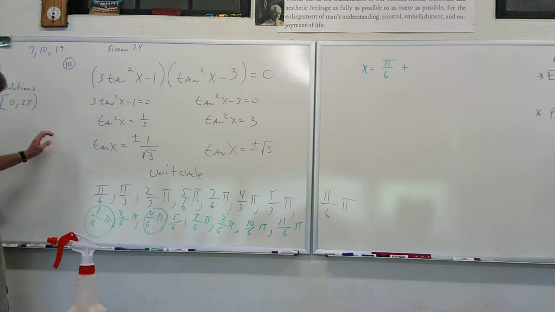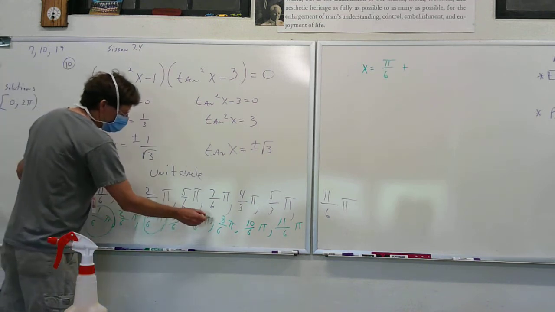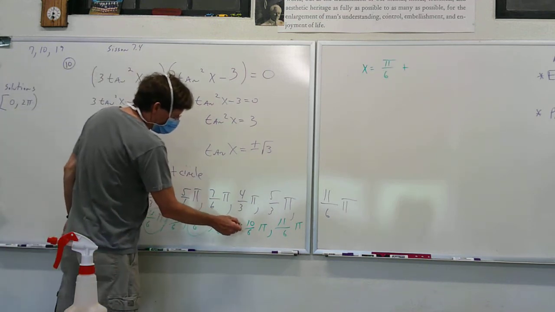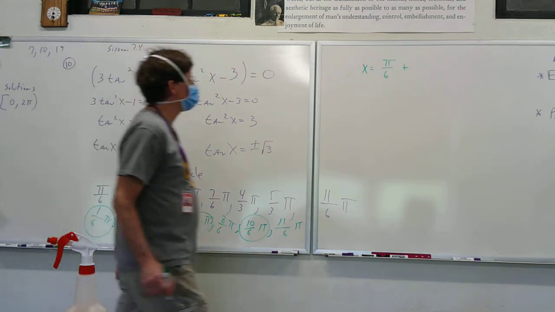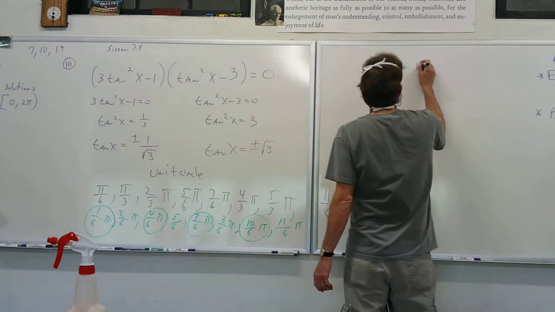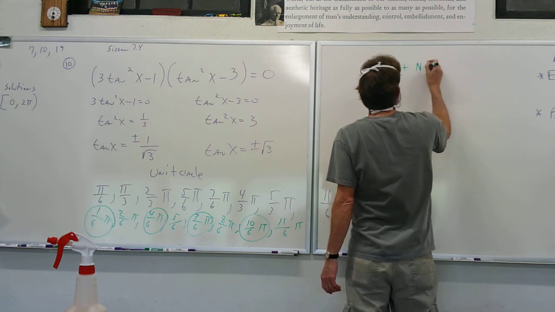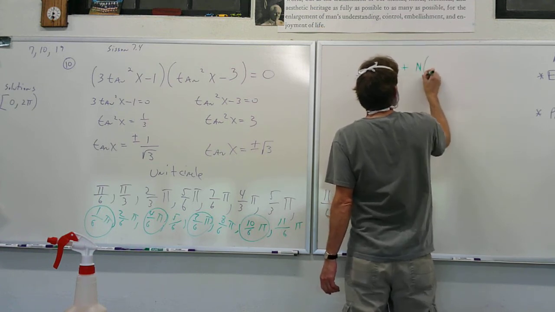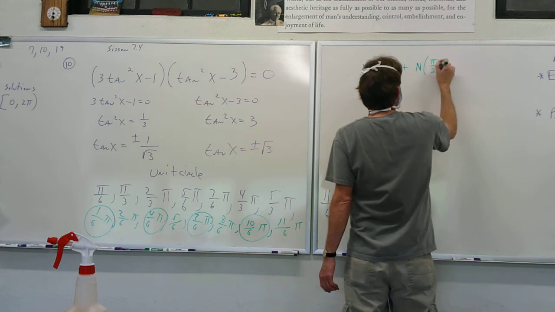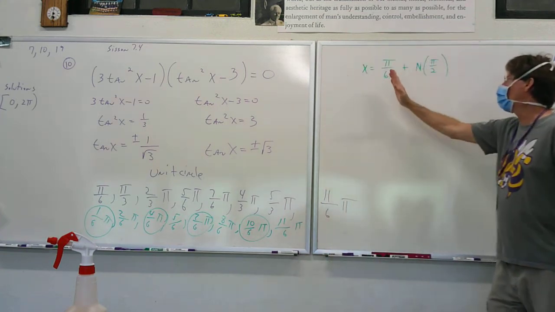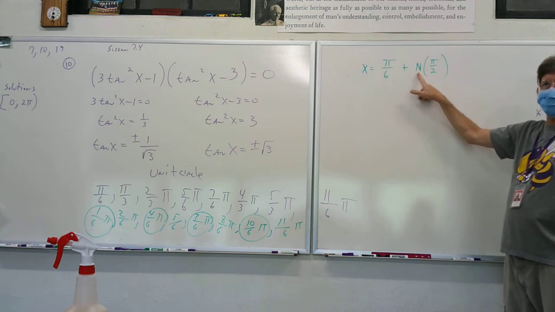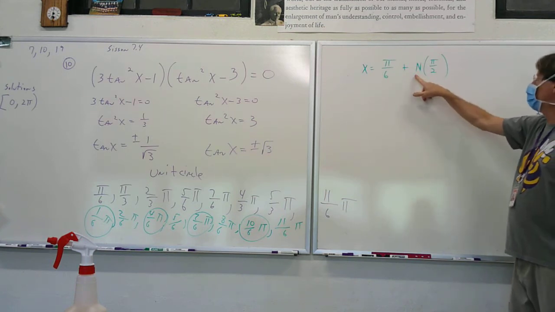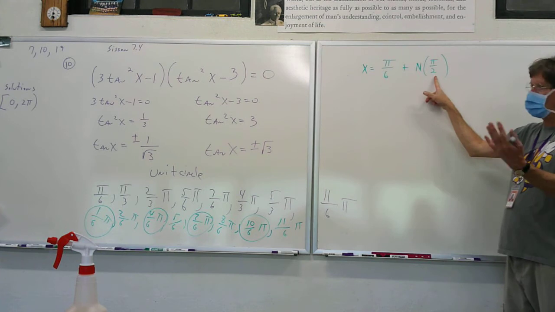And does everybody agree that I added a half pi to get to here? And I added a half pi to get to there? So what he would say is he puts an n and then π/2. And what he's saying is you started off with π/6 when n is 0, if n equals 0. And then if n equals 1, you added π/2 one time.